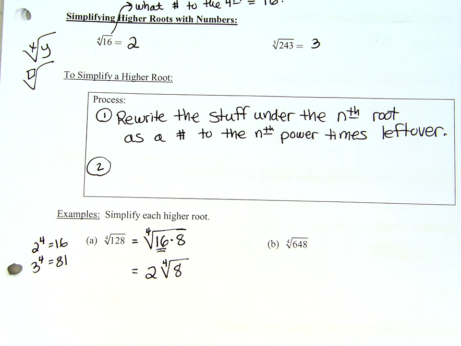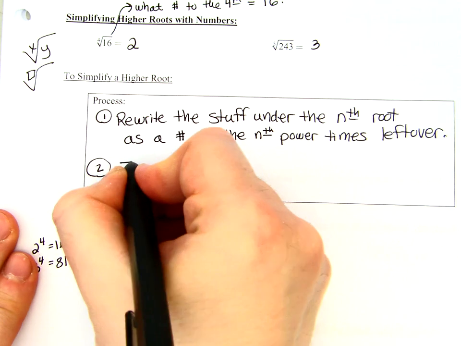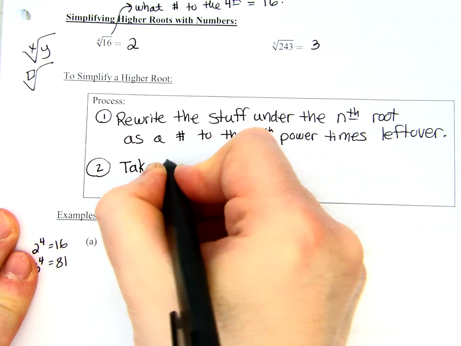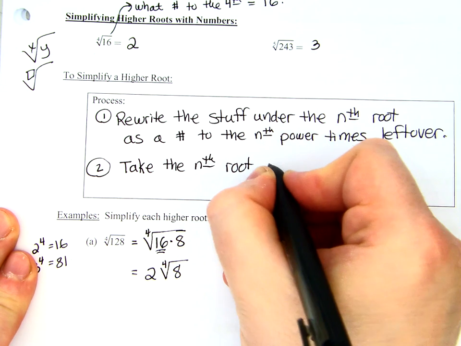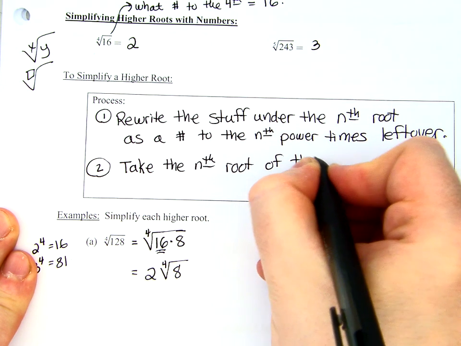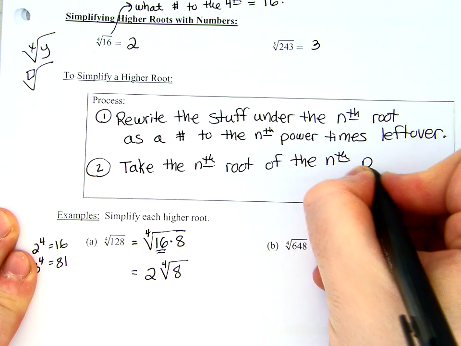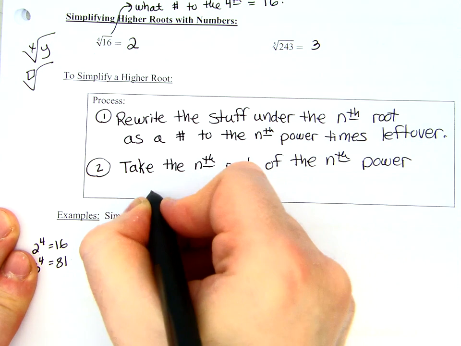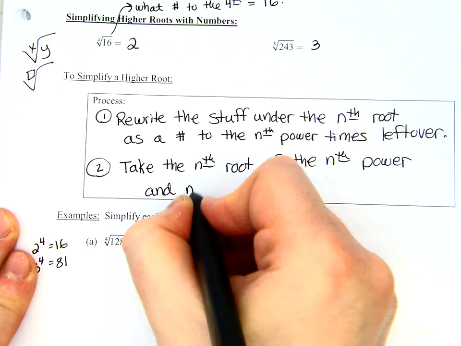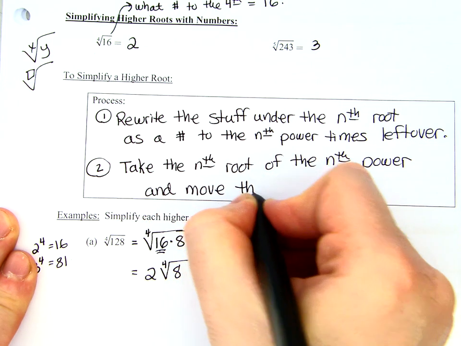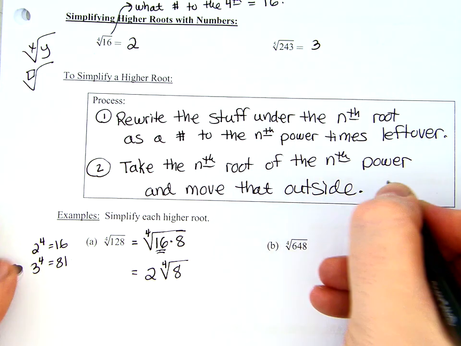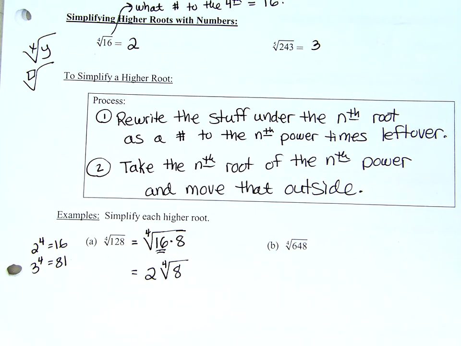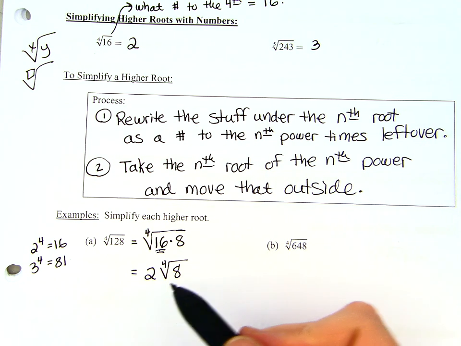and I'm going to make step 2: take the nth root of the nth power and move that outside the root. I took the fourth root of 16. I got 2. I moved that outside.